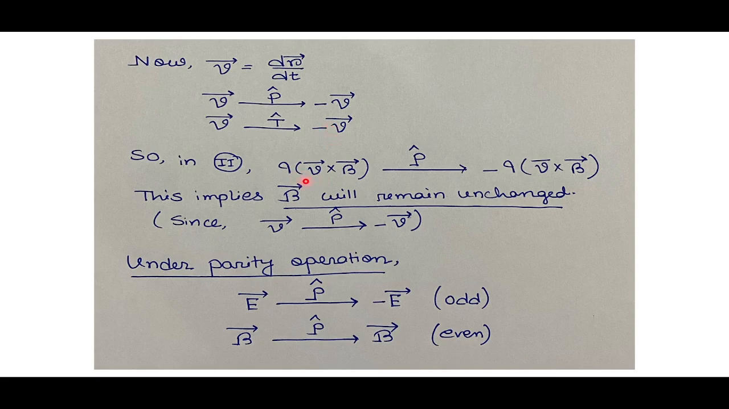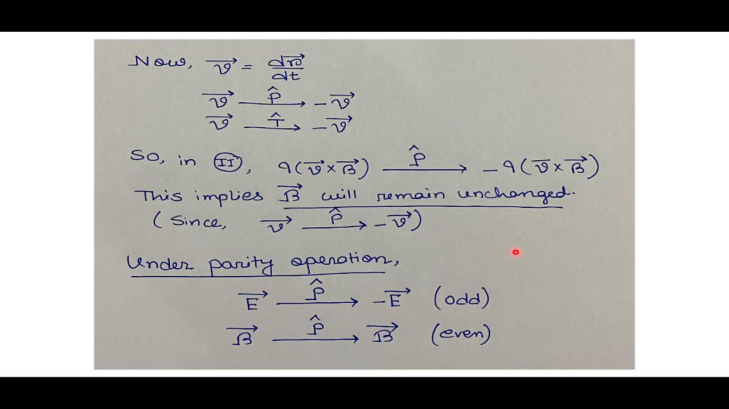So q times (v cross B) under parity operation will change its sign, because F is changing its sign, right? Now here v is changing its sign, so this minus 1 sign comes from the v itself. So B should not change its sign, otherwise it will be positive, if B is also changing its sign. So B will remain unchanged. Is it clear? Yes, sir. Can you remember what you have studied earlier? Not, sir. Okay. Today is a very interesting thing.